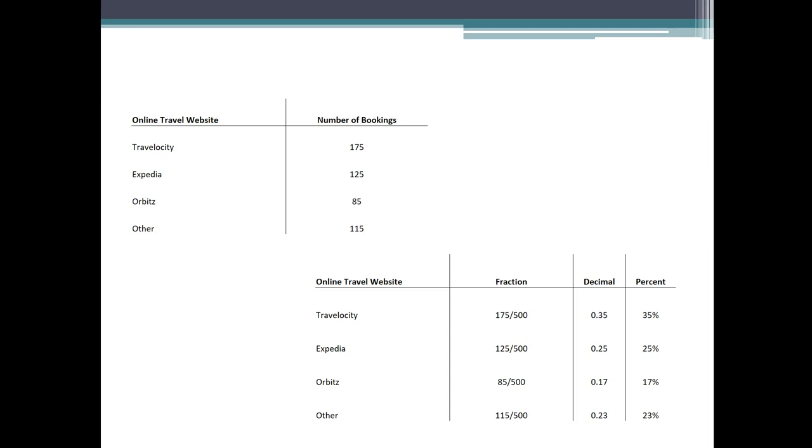Orbitz had 85 bookings out of 500. That's a decimal of 0.17 when you divide. Move your decimal 2 places to the right, and you get 17%.